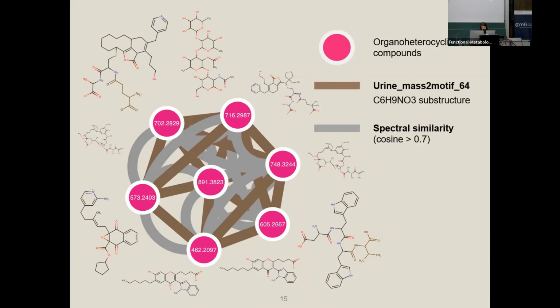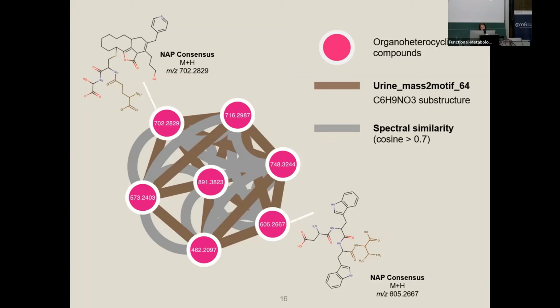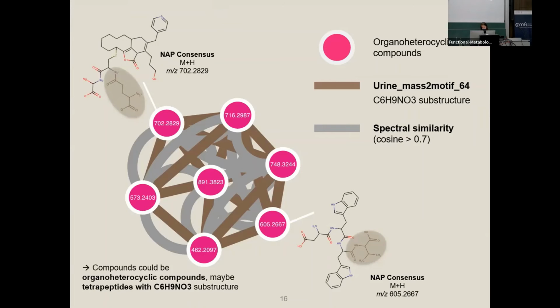And then in our in silico structures, we can try to see if there are any structures that actually contain this substructure. We can see that 2 of those structures actually have the C6H9NO3 substructure. So this is just how you can combine different tools to get a bit more confidence in your structural annotations. Again, as Kai said, most likely it's not the exact structure, but at least you get an idea what sort of compounds it could be.